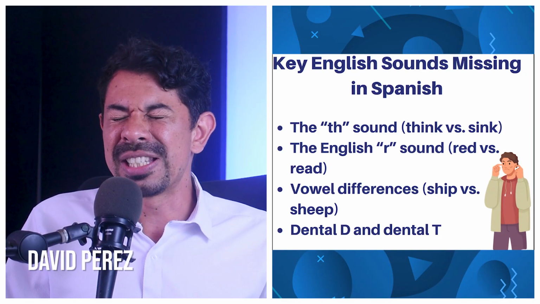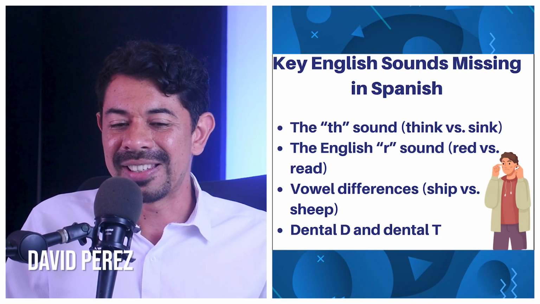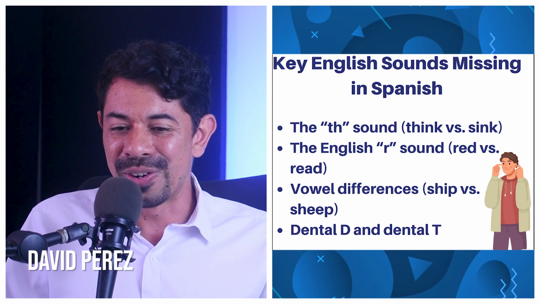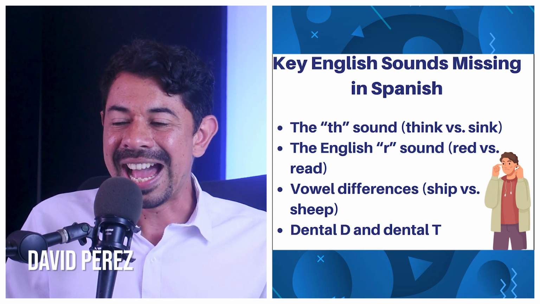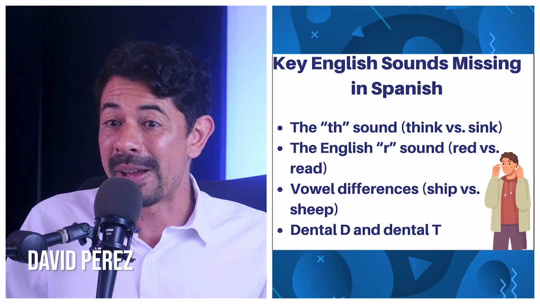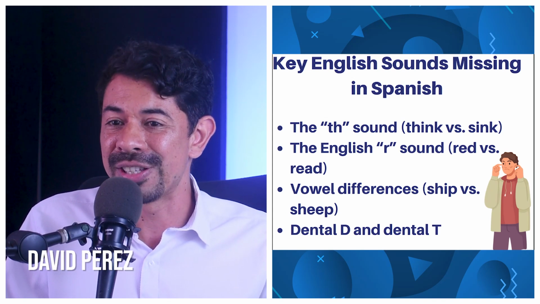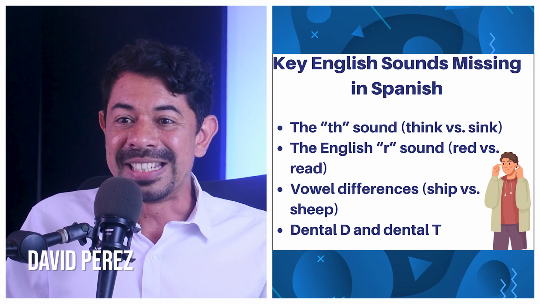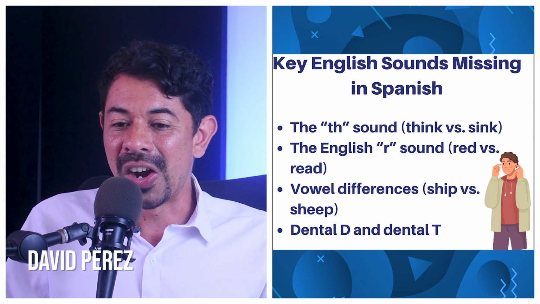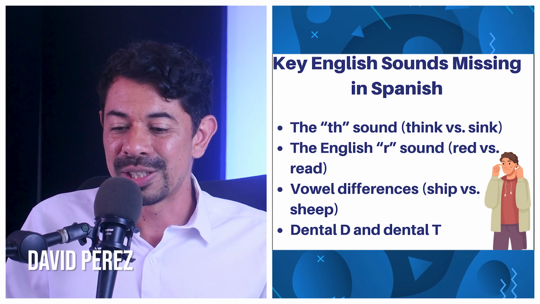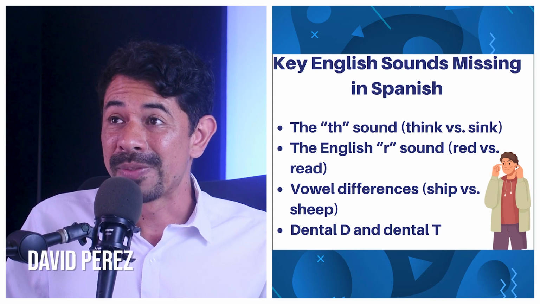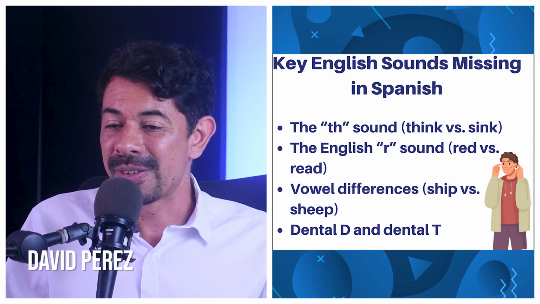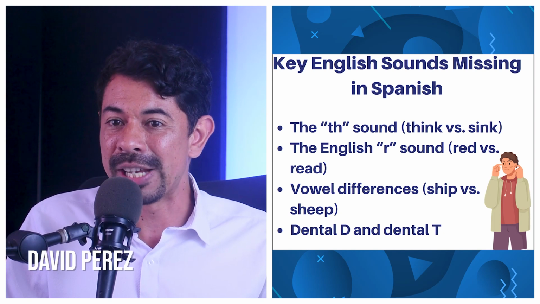Another difference, which is very small, but it makes your pronunciation very natural, is the D and T. They are different in Spanish and English. A lot of people don't know this. D and T in Spanish are dental. That's why you say tomate. You put your tongue behind your teeth. Tomate. That will be tomato.